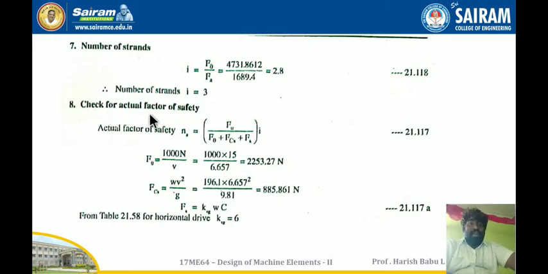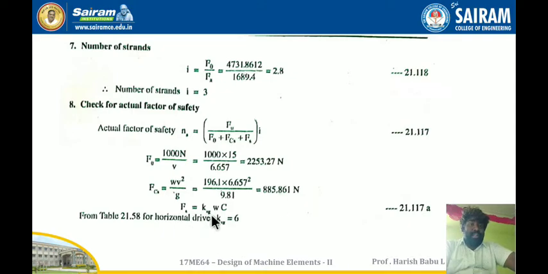So check for the actual factor of safety. Na is equal to Fu by F theta plus FCS plus Fs, multiplied by I. F theta is 1000 into N by V. So I'm going to get 2253.27 Newton. FCS is W V square by G. So I'm going to get 885.861 Newton.